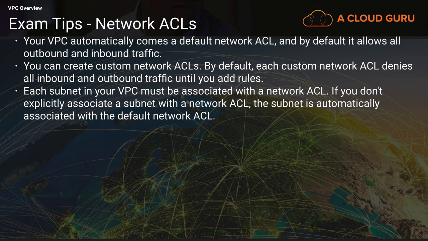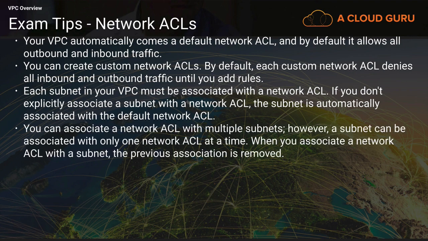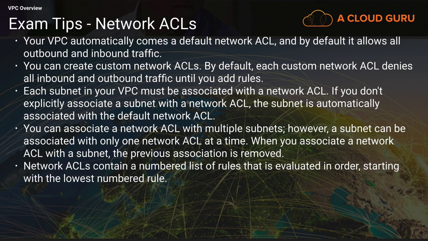The subnet in your VPC must be associated with a network ACL. If you haven't gone in and associated a subnet with a network ACL, it's just going to use the default network ACL. You can associate a network ACL with multiple subnets. However, a subnet is associated with only one network ACL at a time. So just like it says, you can have a network ACL with multiple subnets attached to it, but your subnet itself can only have one network ACL at a time. When you associate a network ACL with a subnet, the previous association is removed, and we saw that in the lab.